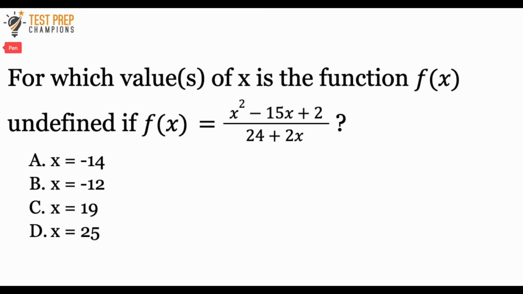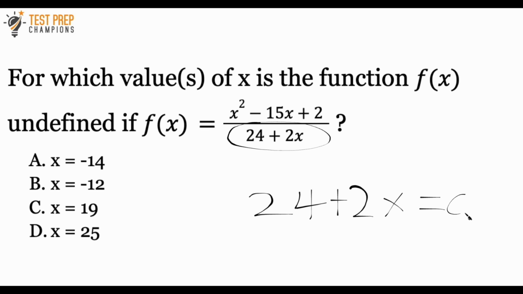Now, the way that questions like this are worded can make the question seem really complicated and confusing, but the strategy to getting this question right is actually straightforward, and I'm going to show you how to do it. If you see a question like this, what you need to do is take what's in the bottom of the fraction, in this case 24 plus 2x, set it equal to 0, and solve for x, and that's all you have to do.